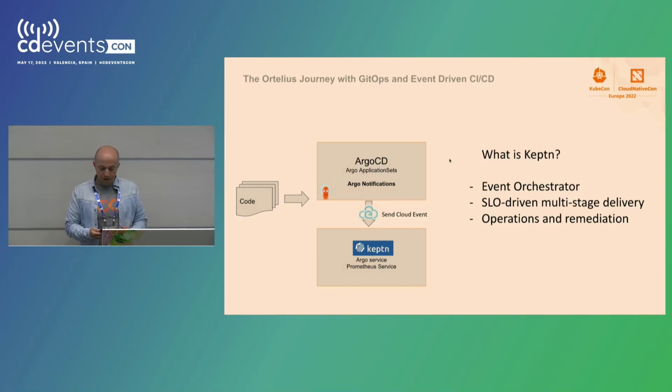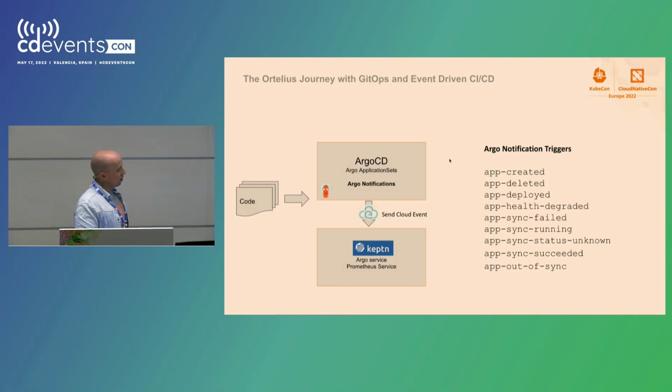They have the concepts of service, template, and trigger. So the trigger will come in from Argo CD, and then it will act based on your template. Our template was just a cloud event, and then that would be sent to Keptn to continue orchestrating the business logic.